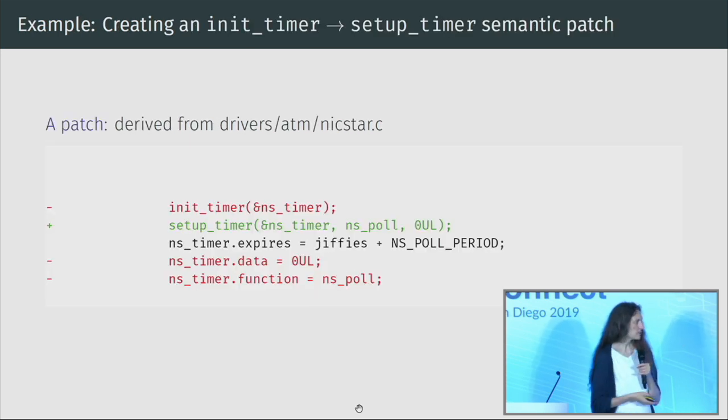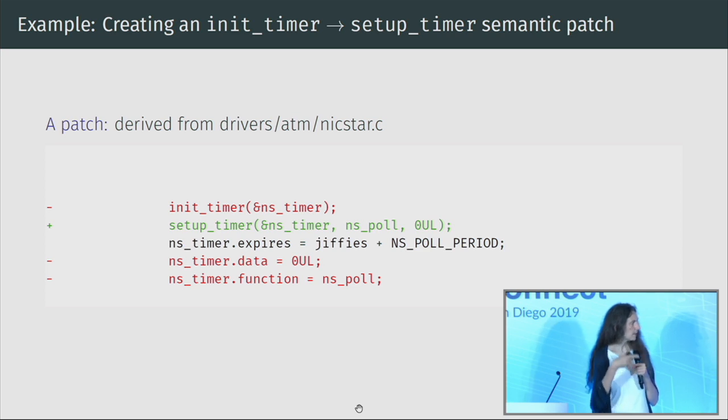So to see how to use this better, we're going to look at the init_timer and setup_timer example. The idea is that you should be able to start with an example of the change and then generalize the change so that it can apply not in just one particular place to one particular driver, for example, but actually to the entire Linux kernel. So here's our example. This is basically the example we looked at before. You can see this has some things that are of interest to us, the init_timer, the initialization of the data field, the initialization of the function field. There's some things that are of less interest to us.